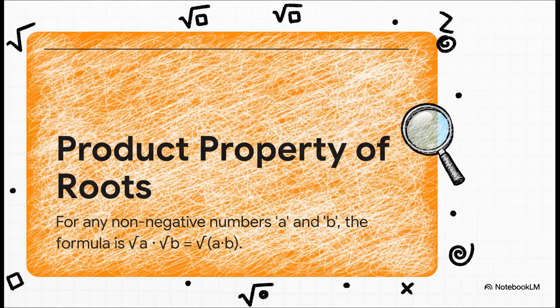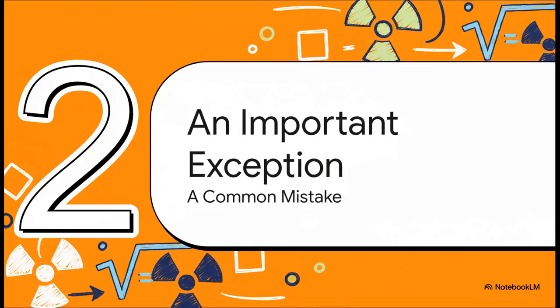Now, what we just did, it actually has a fancy name. It's called the product property of square roots. All it says is that for any regular non-negative numbers a and b, the square root of a times the square root of b is the same thing as the square root of a times b. And by the way, this rule works both forwards and backwards, which is a super important detail we'll get back to in a minute.